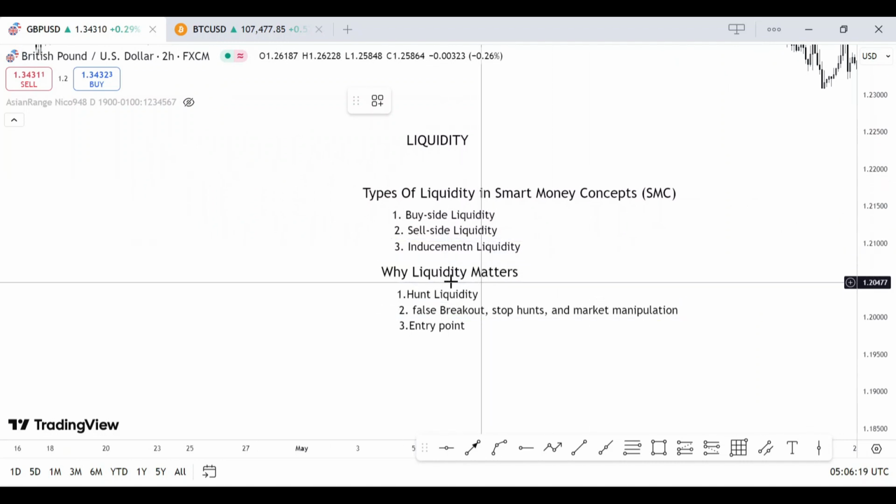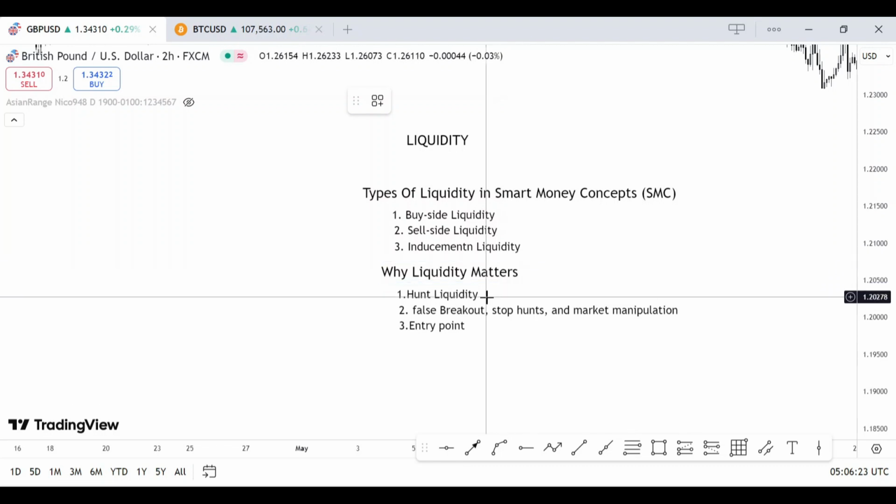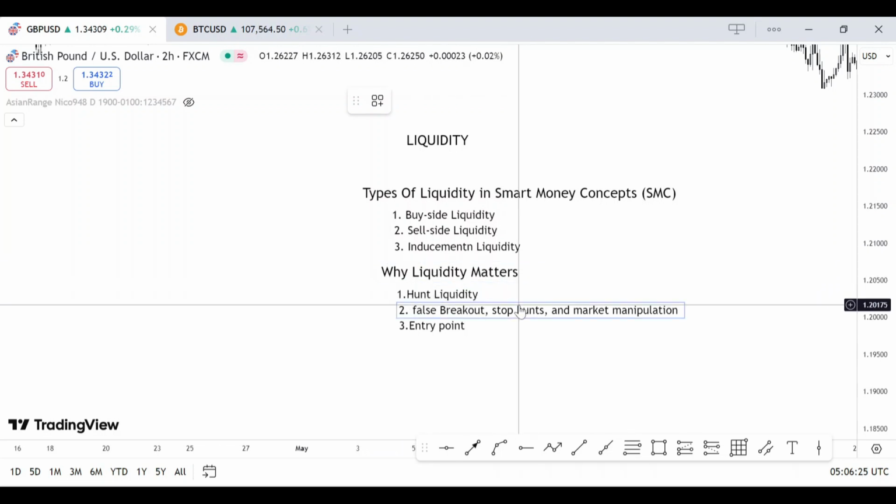So why does liquidity matter? Here we said hunt liquidity. Smart money hunts liquidity to feed their large orders. Because they have a large position to enter into the market with, they can't just enter the market like that. They need liquidity to do so, and they need a lot of people to buy or sell, either at a lower price or at a higher level.